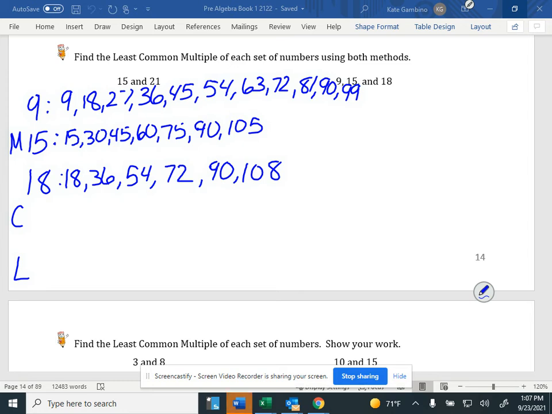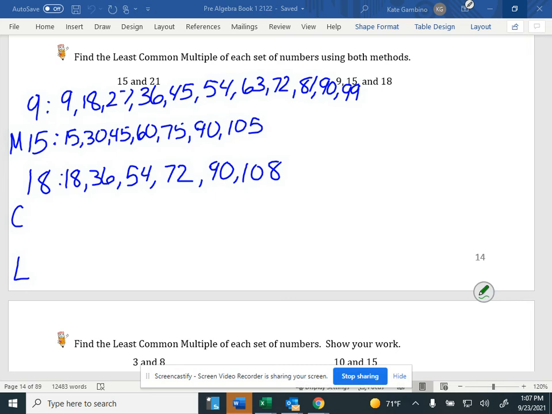What did I forget? I love that you're double checking my work. It's always good to double check work. Did I do it correctly? Yeah. I was looking at 9. Okay. So those are the multiples that I went out to.